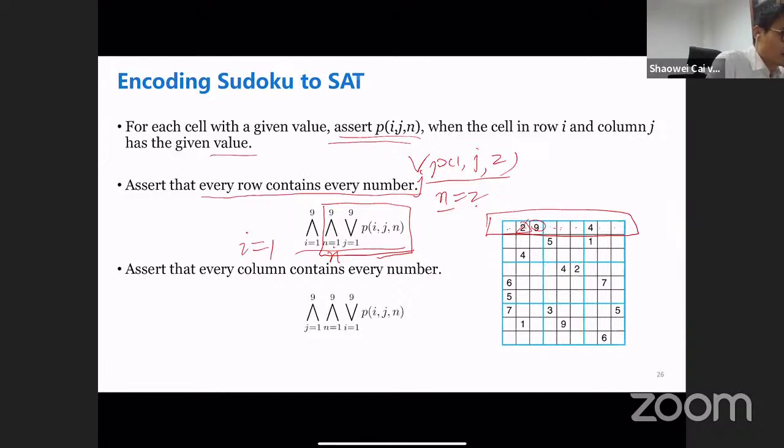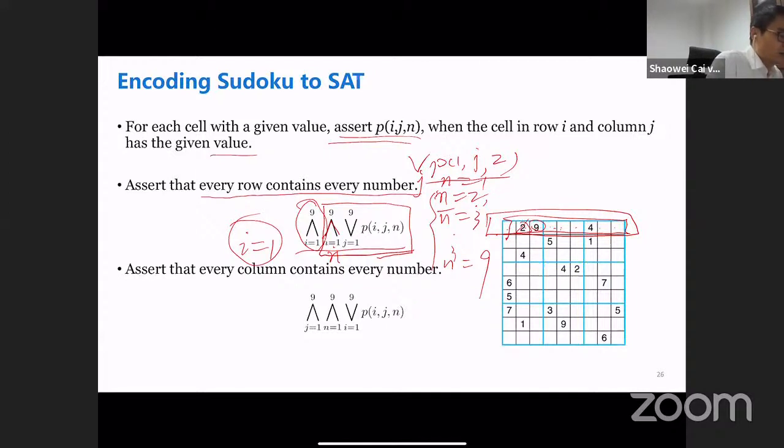And then when we conjoin all of these clauses, for n equals 1, n equals 2, up to 9, they all must appear in a cell of this row. So this row has 9 cells, and here are 9 numbers. They all must appear in this row. That guarantees our first constraint. And this is for one row. We just make a conjunction for all the rows. Then we cover the first type of constraints.